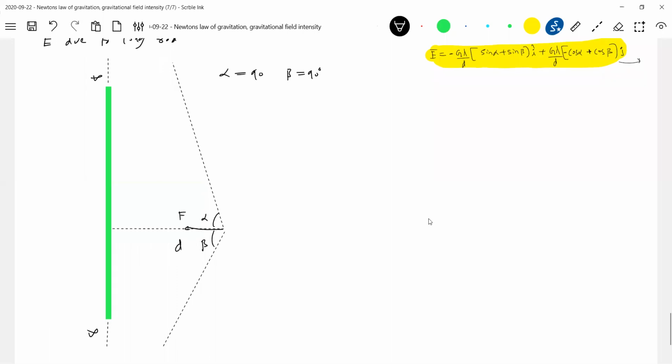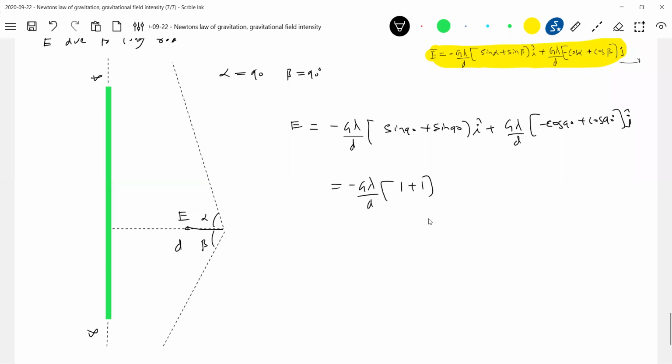The net field E bar will be equal to minus g lambda by d (sine 90 plus sine 90) I cap. For any formula you derive, once you cross-check it for any one condition, you'll be very sure about it. So this will be 1 plus 1 I cap, and this quantity will become 0. So this will become minus 2g lambda by d I cap.